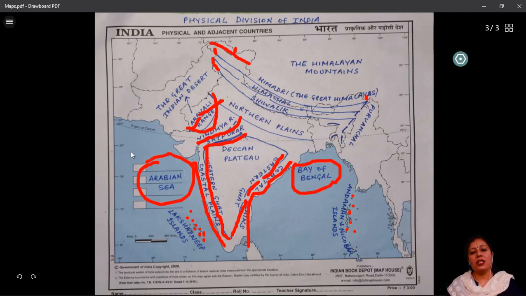So in this way, these six physical divisions along with these mountain ranges like the Aravali range, Vindhya range, Satpura range, Western Ghat and Eastern Ghat, all you have to mention on the map very clearly and very neatly. You have to draw and fill these three maps, because these three maps are very, very important for you.